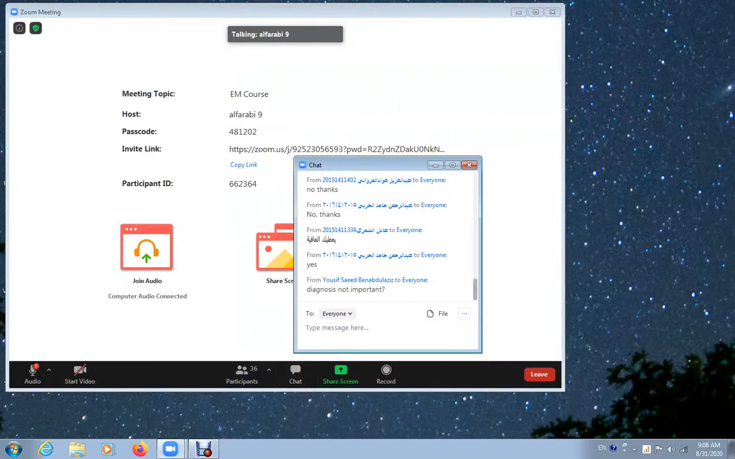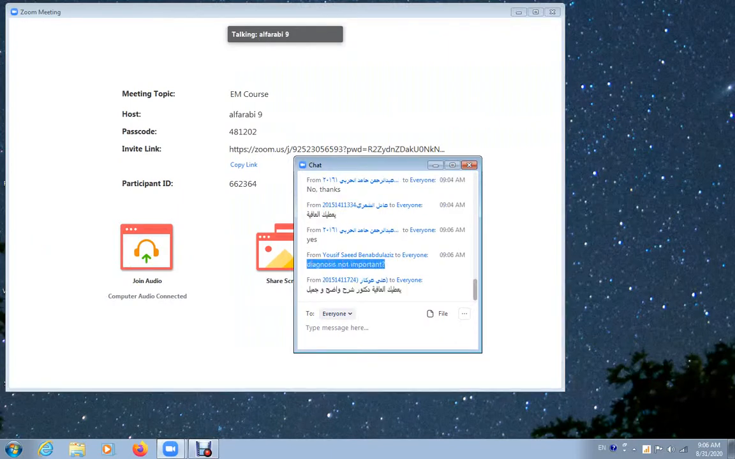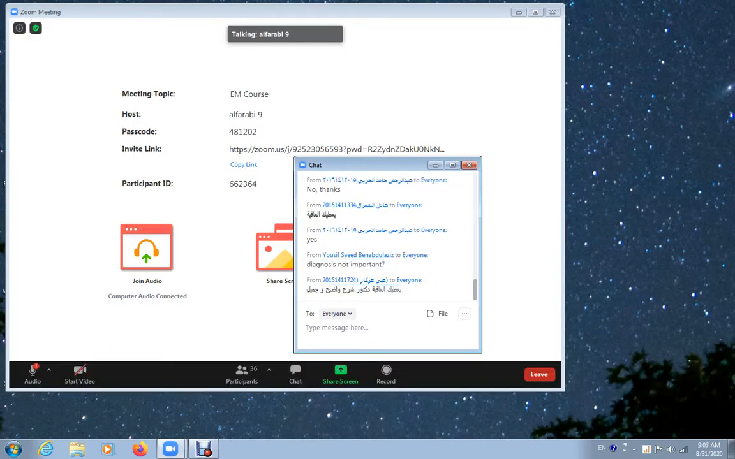If you know the diagnosis, that would be good, and the diagnosis is important, but sometimes it will take time to find the diagnosis, okay? But in the emergency department, you're going to have to find how sick the patient is and give him the treatment needed. Okay, excellent. So we're going to take a break for 15 minutes.